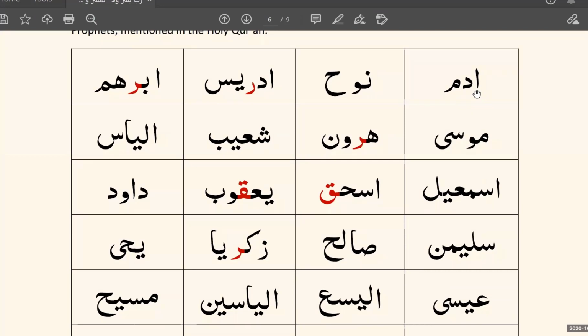First line. Alif, Dal, Mim, Nun, Waw, Ha, Alif, Dal, Ra, Ya, Sin, Alif, Ba, Ra, Ha, Mim, Yeah, next line.